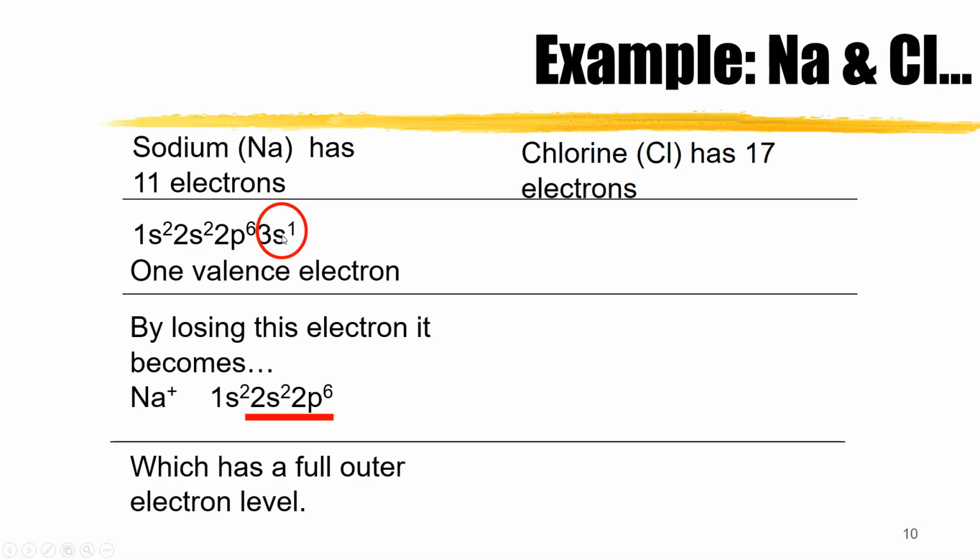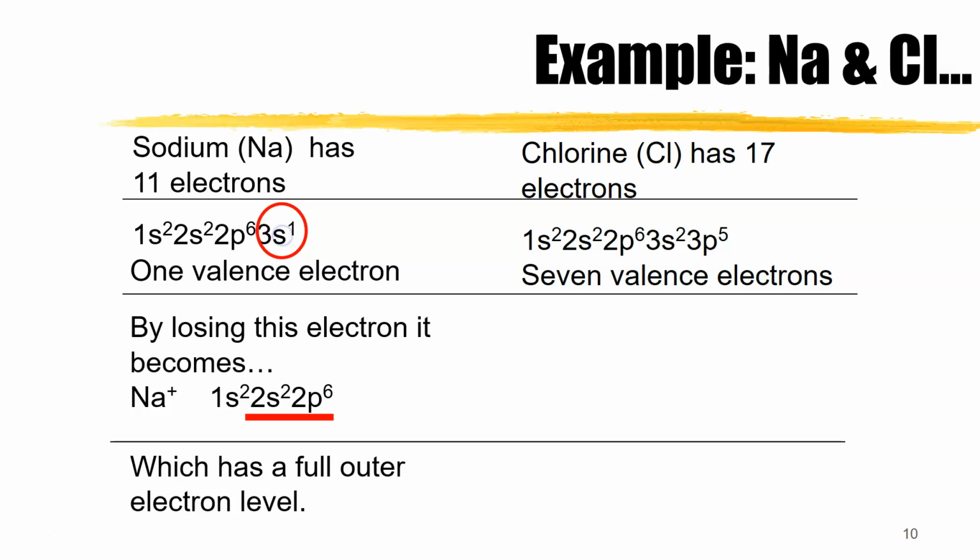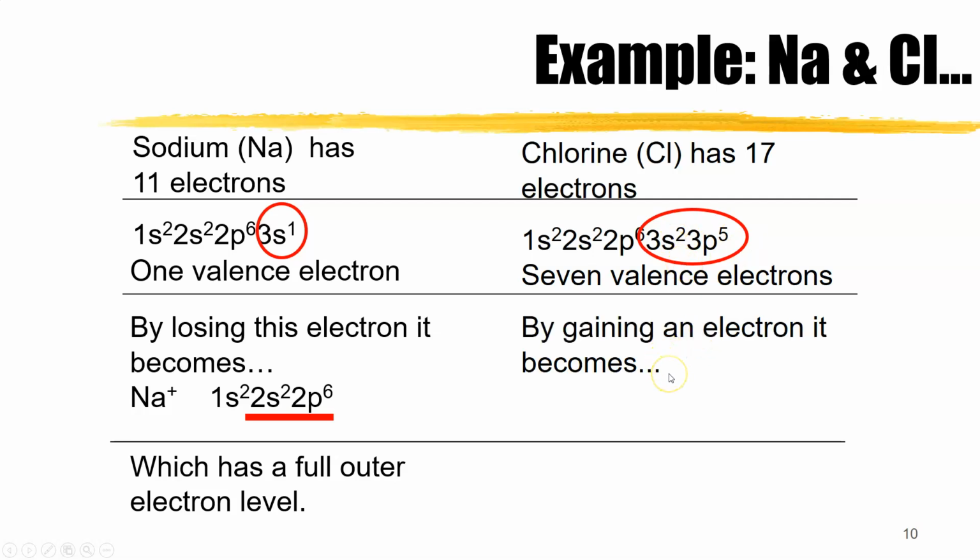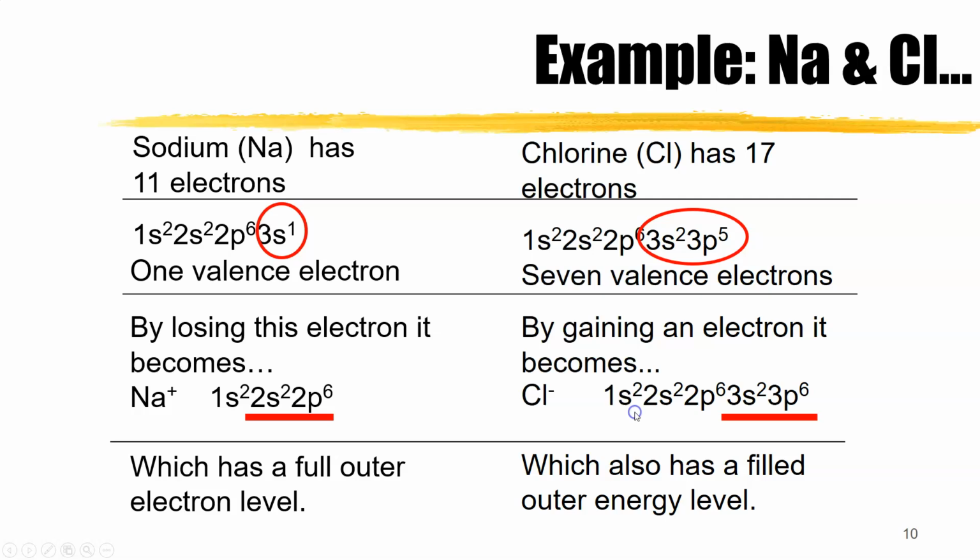Chlorine starts with 17. Here is its configuration. It has 7 valence electrons. You can see them right there. Now this time, it's only missing 1, right? So it needs to gain an electron. And now if you look, it has a nice full shell.